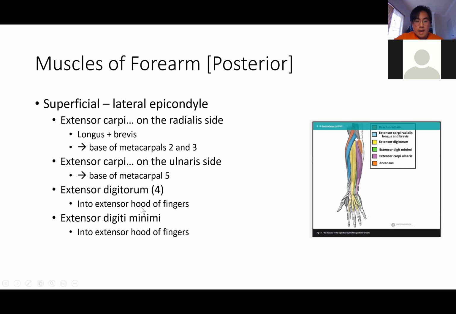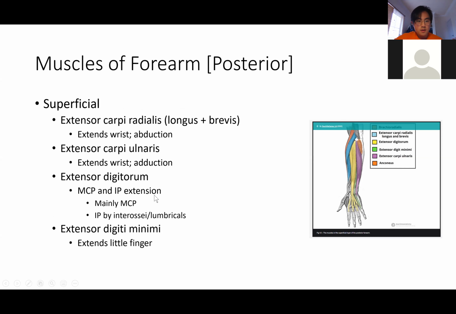And we also have our extensors of our fingers, sorry. We've got the digitorum and the digiti minimi. Now they go in the extensor hood. So just some more practice on visualization. So extensor carpi radialis starts from the lateral epicondyle, travels along the radial side. So if you imagine that muscle contracting, it'll abduct your wrist, right? Same thing with the extensor carpi ulnaris, it'll adduct your wrist.